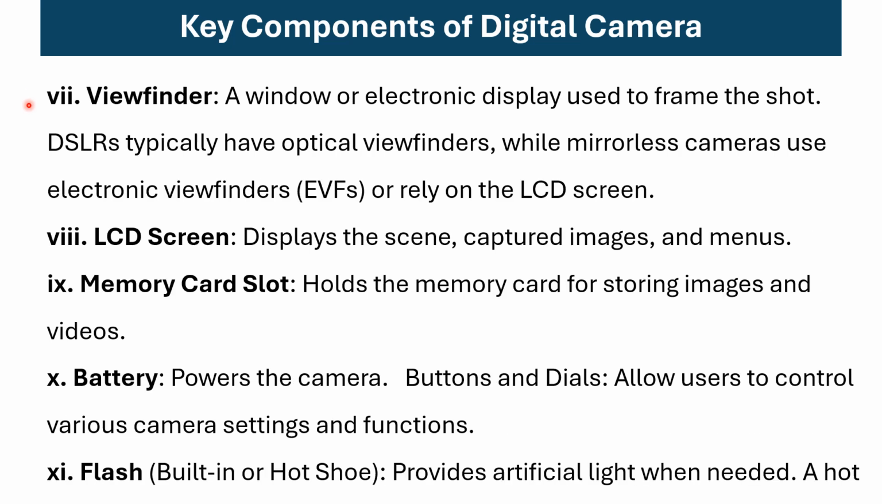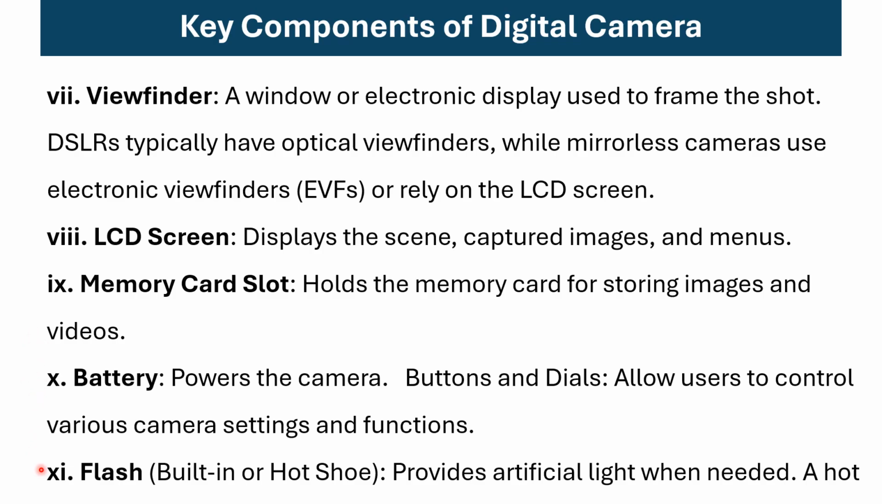The viewfinder is the place where you focus; you see the object or the subject through your camera. Your camera can have a normal optical viewfinder, as we find in DSLR cameras, or an EVF, electronic viewfinder, on mirrorless cameras or the modern digital cameras we have. We have the LCD screen where you see your pictures or other settings. You have the memory card slot where you insert the memory card to store your photos. You have a battery to give power to your camera.